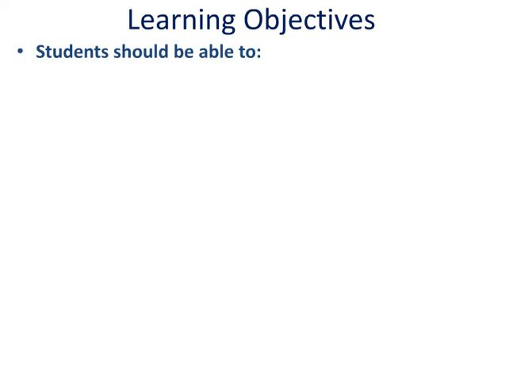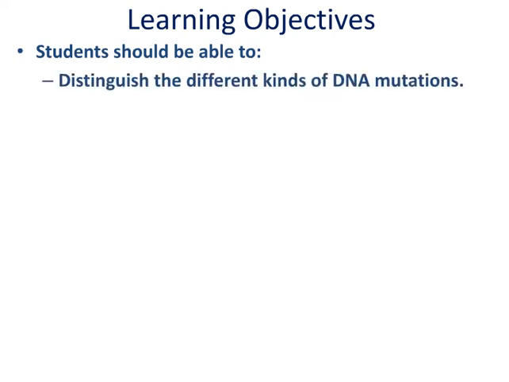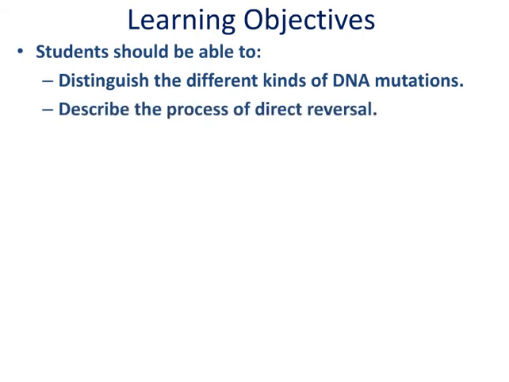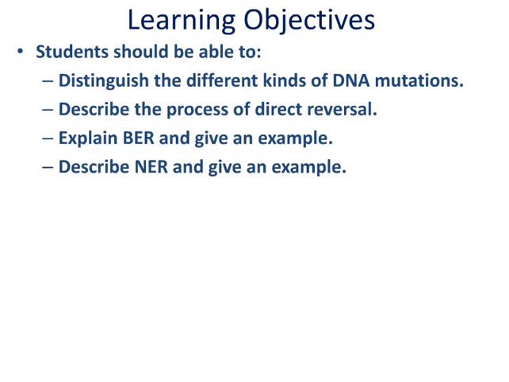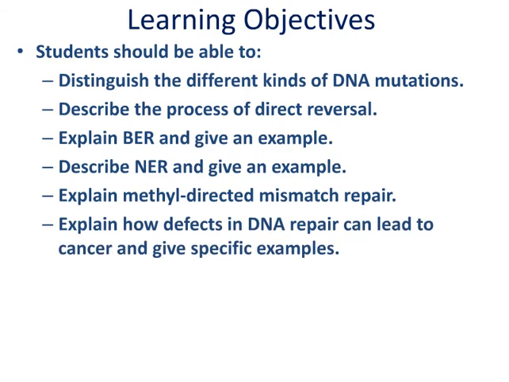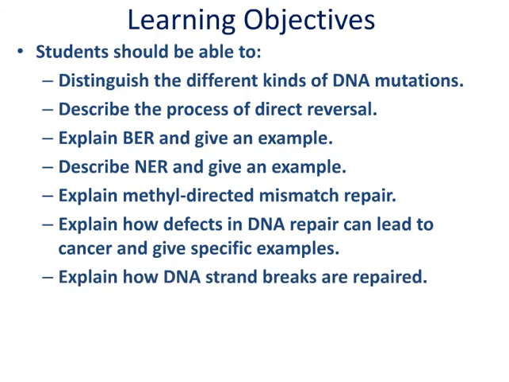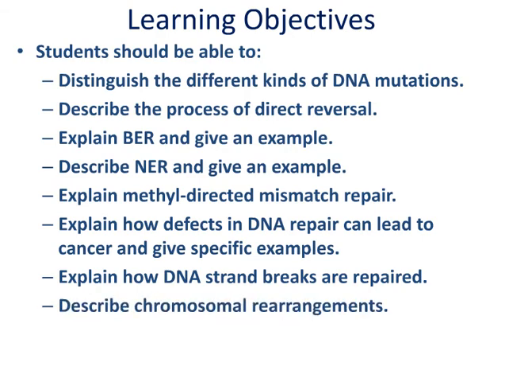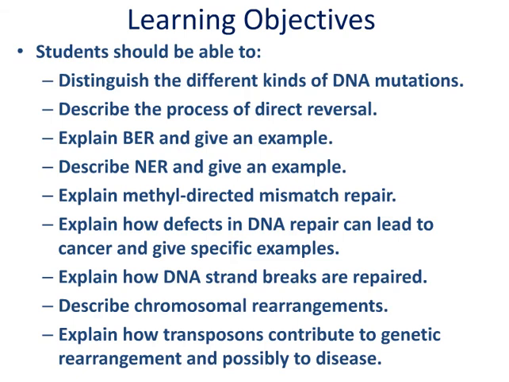After completing this learning module, students should be able to distinguish the different kinds of DNA mutations from one another, describe the process of direct reversal, explain base excision repair and give an example, describe nucleotide excision repair and give an example, explain methyl-directed mismatch repair, explain how defects in DNA repair can lead to cancer and provide specific examples, explain how DNA strand breaks are repaired, describe chromosomal rearrangements, explain how transposons contribute to genetic rearrangement and possibly to disease.